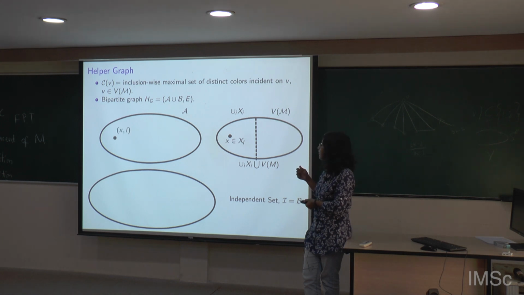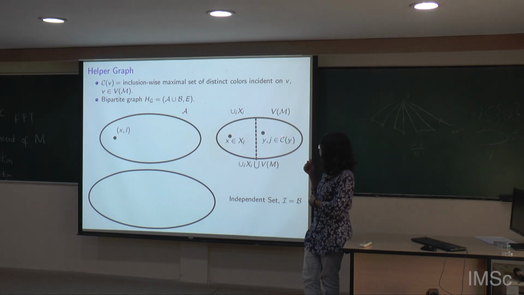For that we create a vertex here, x comma i. So for every vertex in X_i, for i going from 1 to l, sorry, I am using l twice. So for every vertex in this set, I will create such a vertex here. This vertex encodes the vertex and the color.